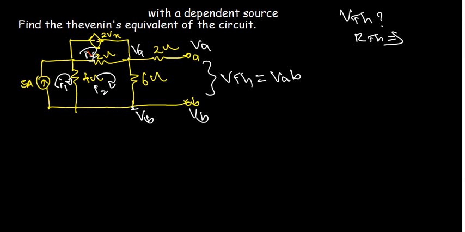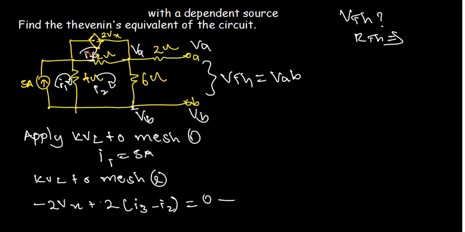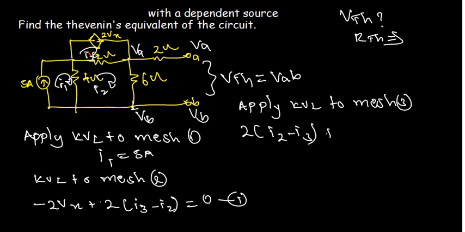We can do that using mesh analysis, applying KVL. For mesh 1, that's not needed, I1 is equal to 5 amps. We can find it directly from here. Apply KVL to mesh 2: minus 2Vx plus 2 into I1, I3 minus I2 is equal to 0. So here is the first equation. Apply KVL to mesh 3: 2 into I2 minus I3 plus 6 into I2 plus 4 into I2 minus I3 is equal to 0.